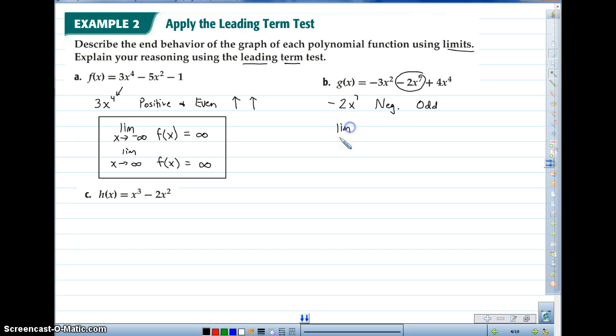So our end behavior will be the limit as x approaches negative infinity. So I think of it this way: it's odd, so they have to be going in opposite directions, and it's negative, so the right side has to be going down. So the right side goes down, the other side has to go opposite. So it's going to be up on the left side, and then down on the right side. So as x approaches negative infinity, f of x is increasing, so it's going towards positive infinity. As x approaches the right side of the graph, positive infinity, the y values are going down.